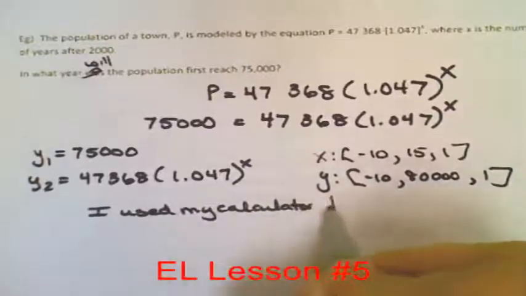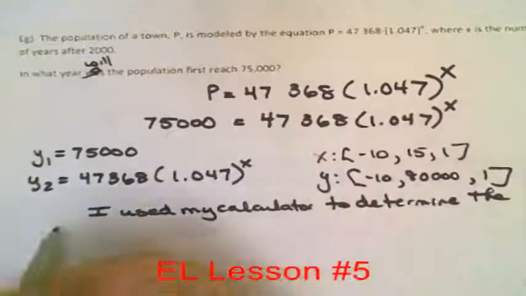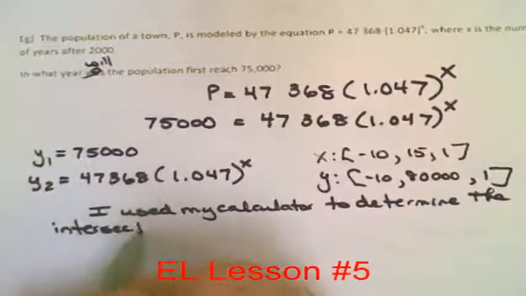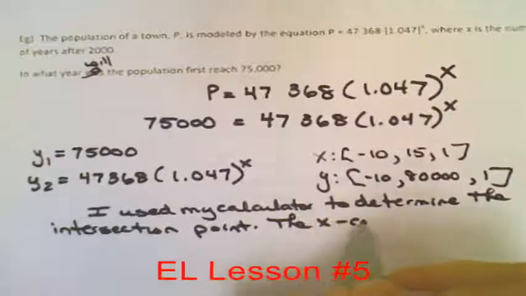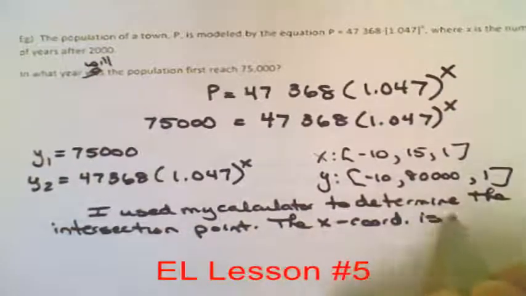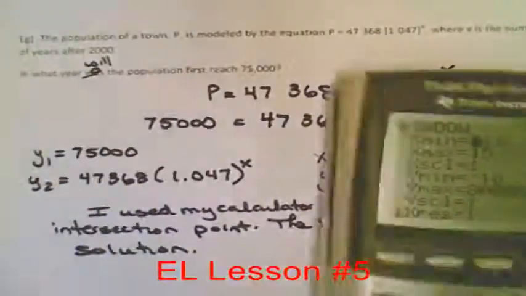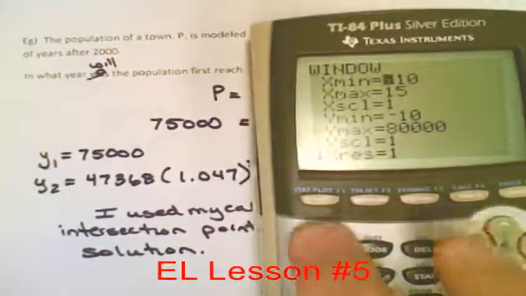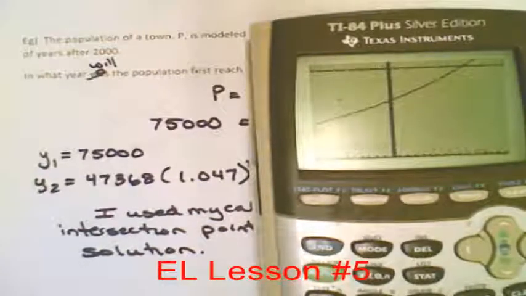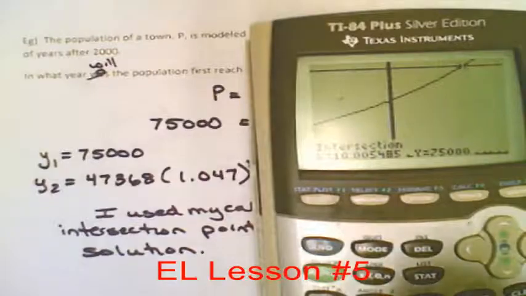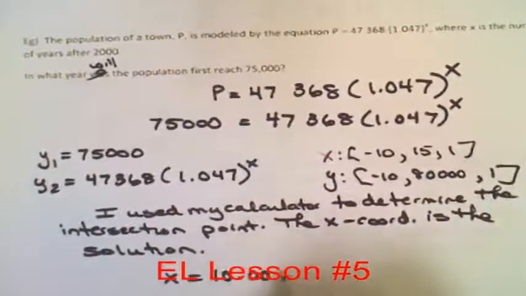Okay, so my x window is from negative 10 to 15 by 1, and my y window is from negative 10 to 80,000 by 1. Now from there, my canned sentence: I used my calculator to determine the intersection point. The x-coordinate is the solution.